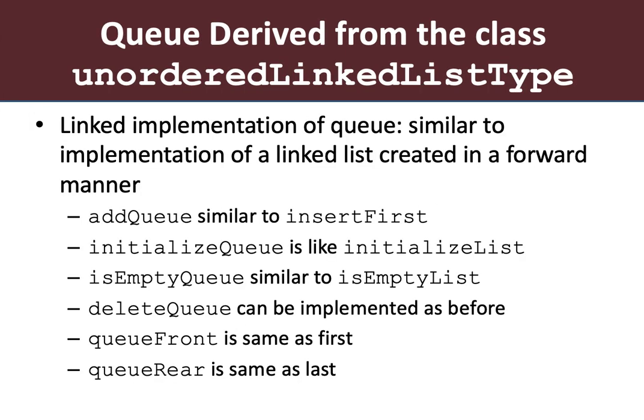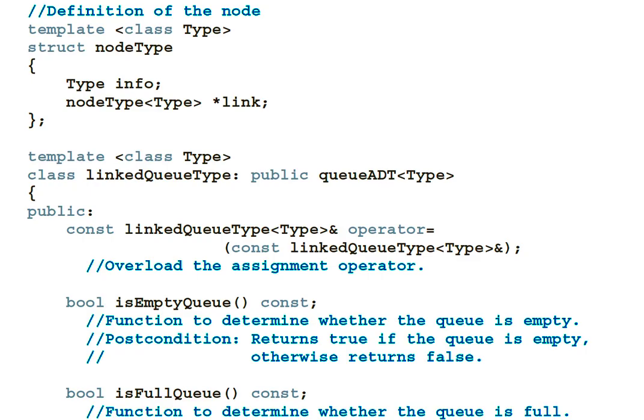Before we actually look at the code itself, let's just quickly review the fact that linked implementation of a queue is absolutely similar to implementation of a linked list created in a forward manner, in a sense that add queue is similar to insert first, initialize queue is like initialize list, is empty queue is similar to is empty list, delete queue can be implemented as before, queue front is the same as first, and queue rear is the same as last.